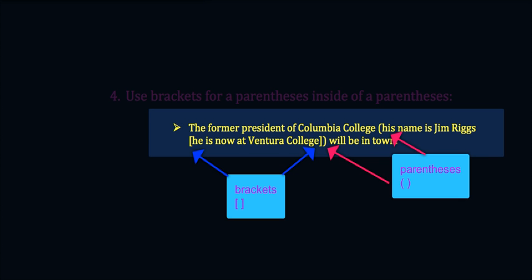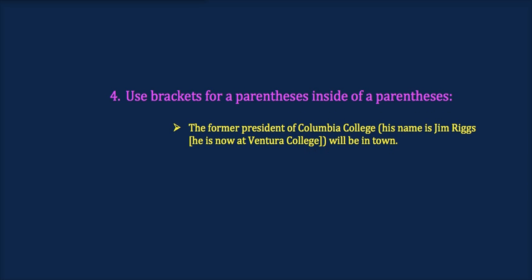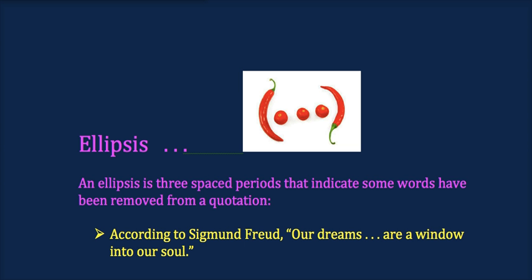"The former president of Columbia College (his name is Jim Riggs" parentheses inside of a parentheses. I can't use that. It'll confuse people. Brackets! "[he is now at Ventura College]) will be in town." Okay, you may go an entire lifetime, maybe many lifetimes, and never, ever use this. But just letting you know the full range of the possibilities with brackets. By the way, you use this for math, don't you? Math equations? Sure.